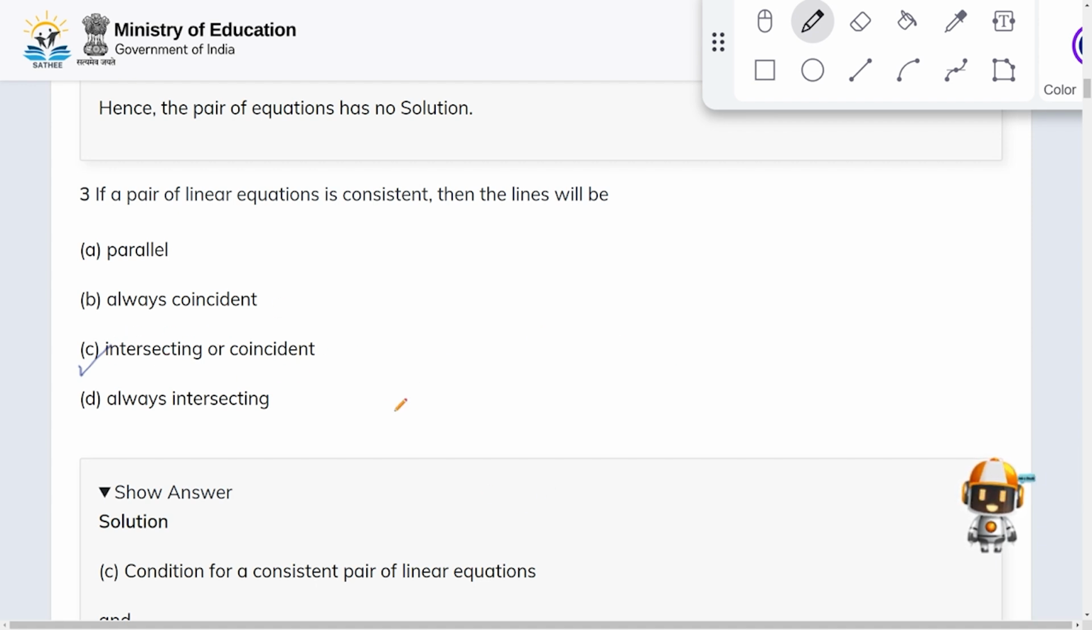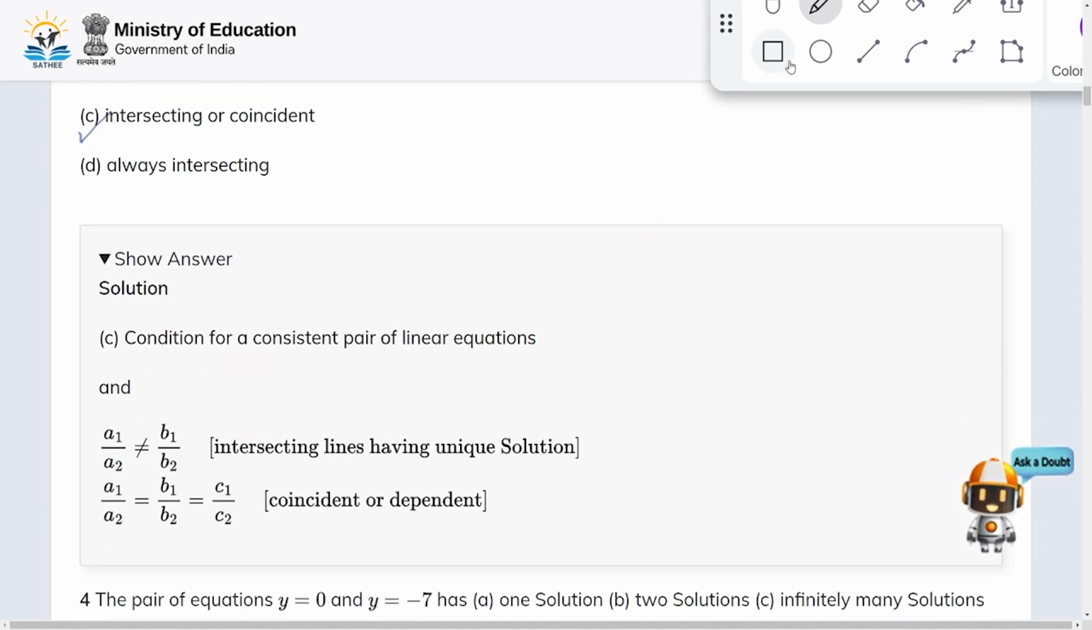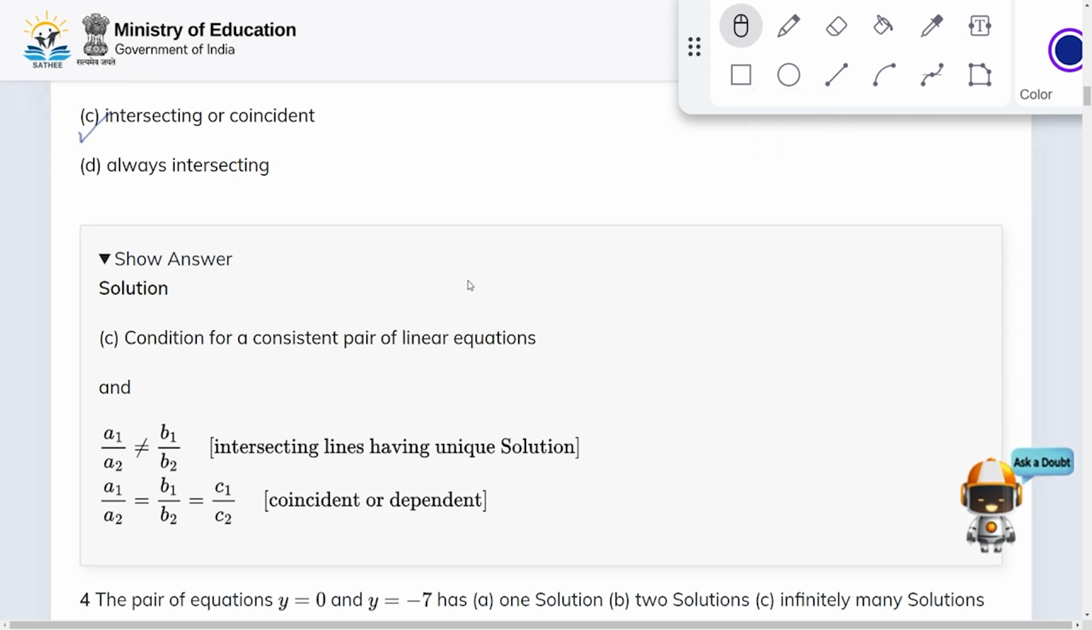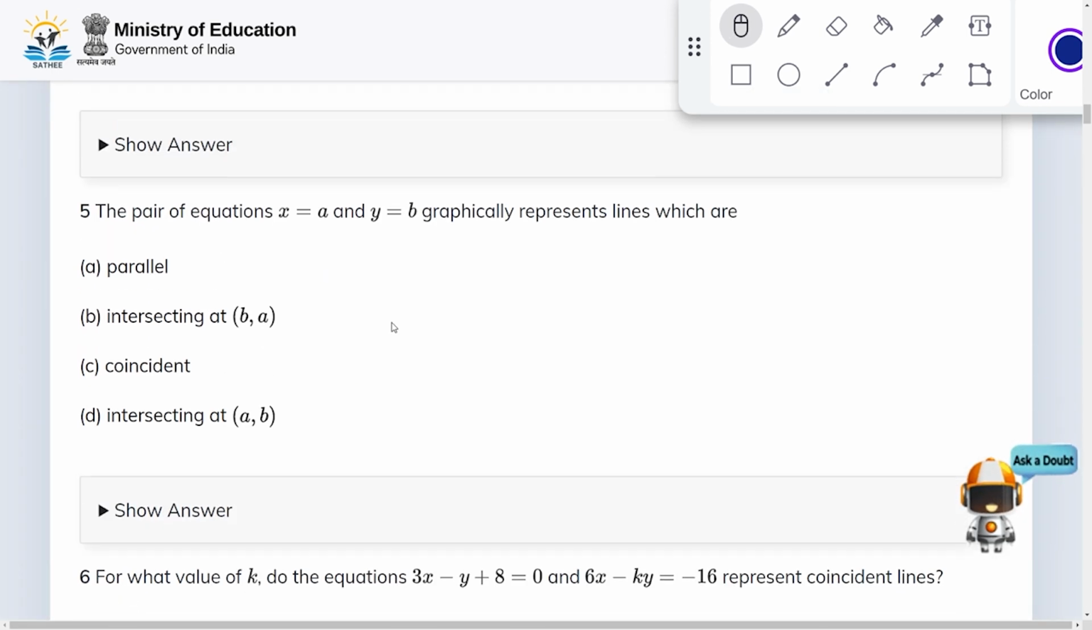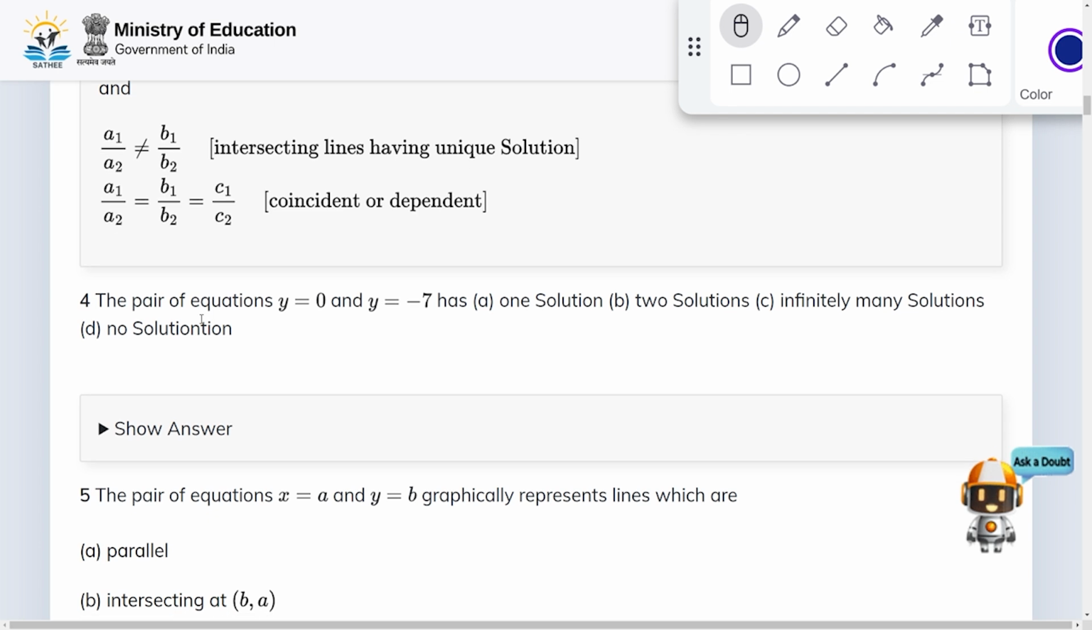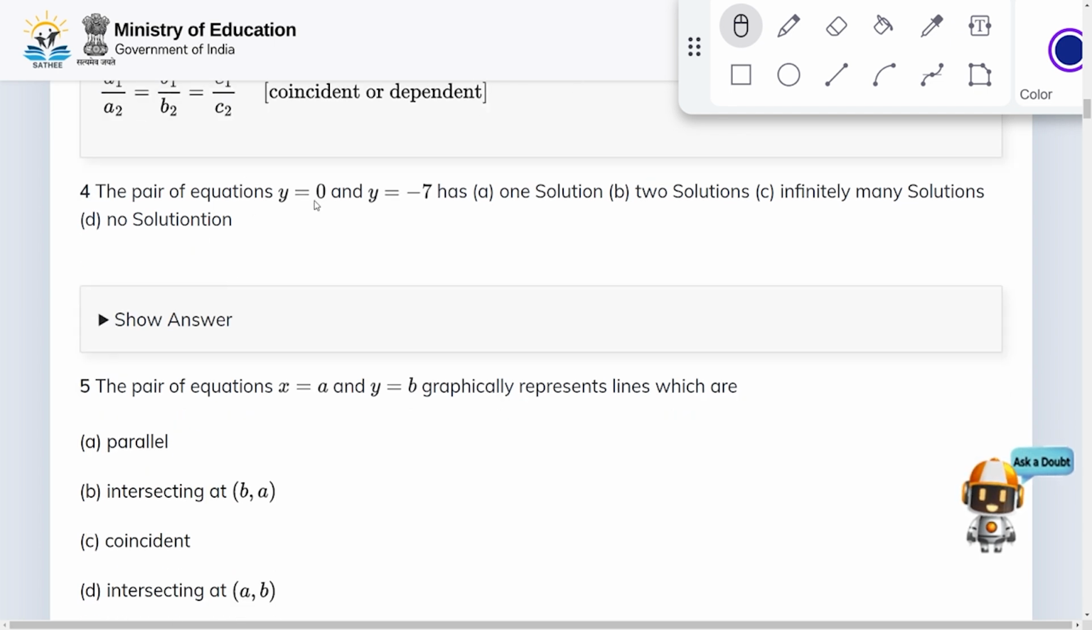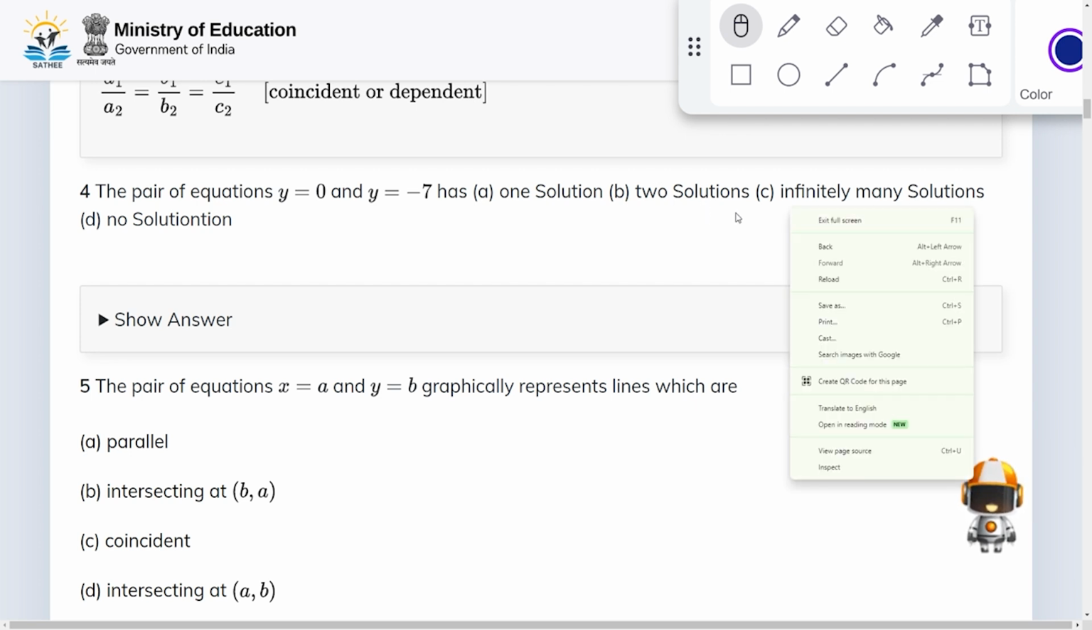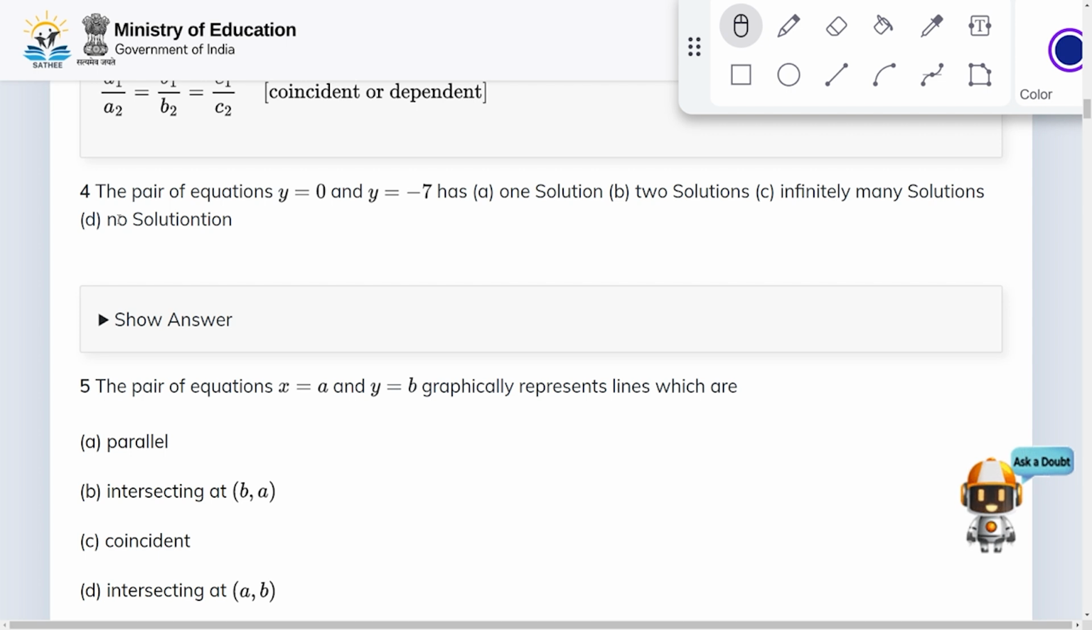Okay, so now let us move to question number 4. In question number 4, here we have the pair of equations y equal to 0 and y equal to -7. Here we have given 4 options. In option A, we have one solution. In option B, we have 2 solutions. In option C, we have infinitely many solutions. And in option D, we have no solution.